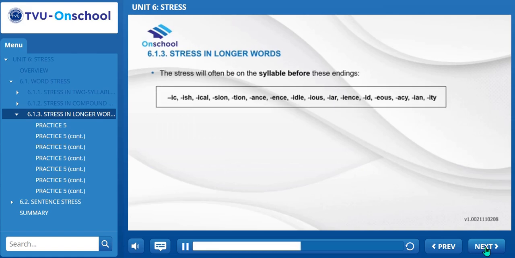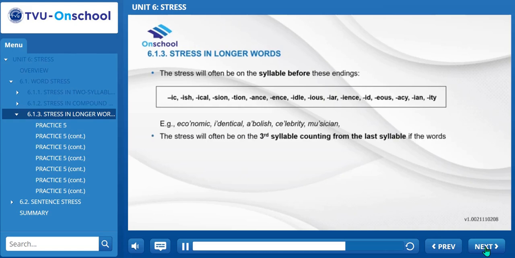Rule number 3. The stress will often be on the syllable before these endings. For example, economic. So we have the I C ending. Economic. Identical. We have the tical ending. Identical. Abolish. Celebrity. Musician.